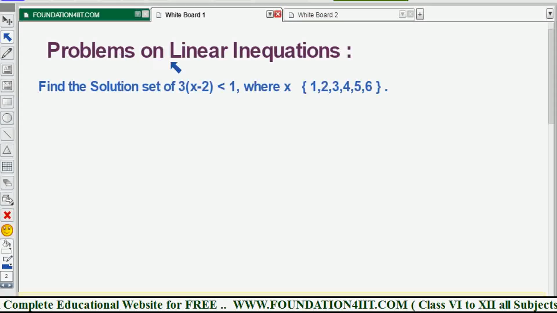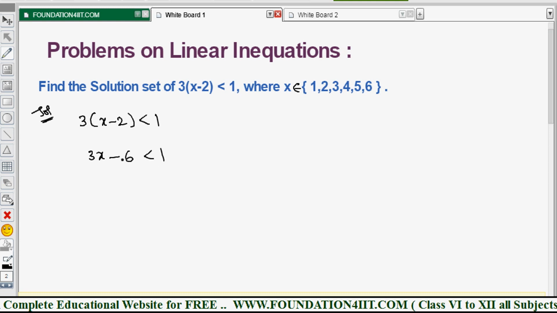So let us see some problems on linear inequations. First we will find the solution set. Next we will see how to represent it on the real line. Here the question is: find the solution set of 3 into x minus 2 less than 1, where x belongs to 1, 2, 3, 4, 5, 6. So let us take the given inequation, 3 into x minus 2 less than 1. First we'll simplify, open the bracket. So 3 into x is 3x and 3 into minus 2 is minus 6, less than 1.